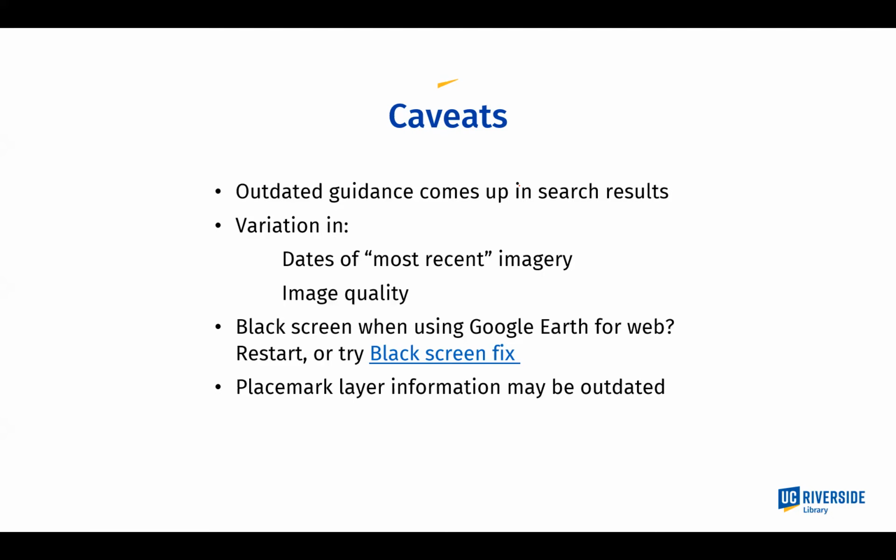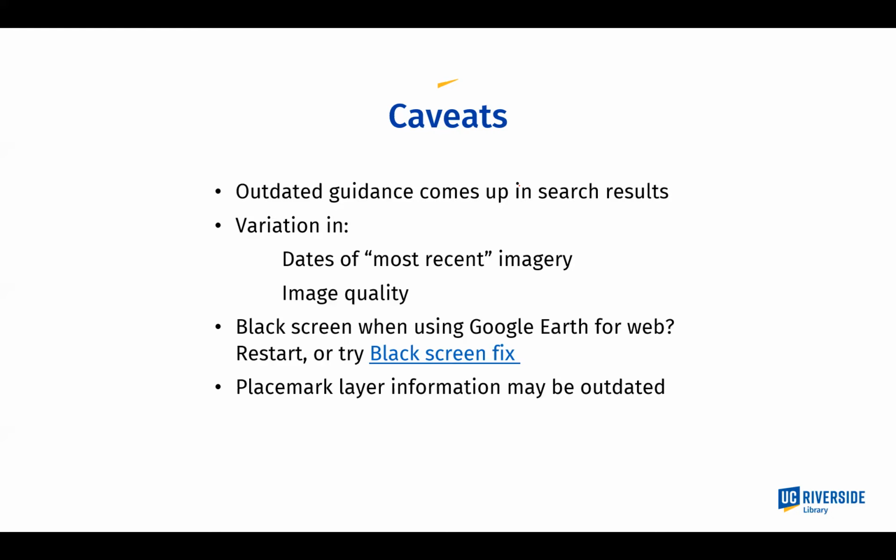When you're using Google Earth for Web or Google Earth Pro, there's going to be variation in the dates of the most recent imagery. So just because you're looking at Riverside, say, and they have imagery from March 2025, that's great, but don't assume that wherever you go in the world, the most recent imagery is going to be March 2025. It could be like maybe some places are ahead, some places may be lagging behind. So yeah, don't make any assumptions about everywhere in the world is covered for the same date.